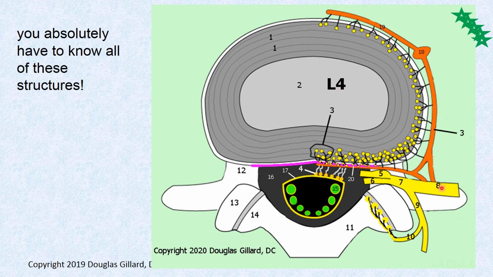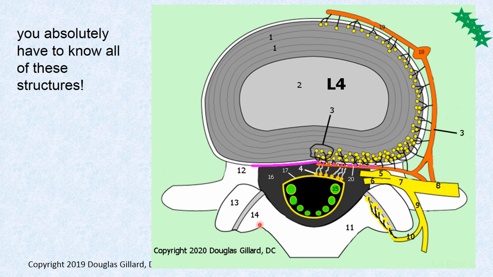Number 8 is the anterior ramus. Number 9 is the posterior ramus of who? These are all L4 property. 10 is the medial branch. 11 is the lamina of who? Because this is the same slice you're going to see on an MRI or CT. This is the lamina of L4. All of this property from here to here is L4.